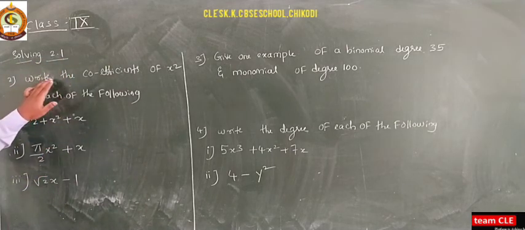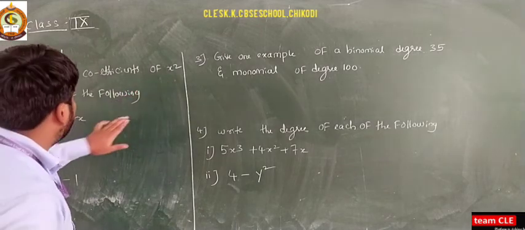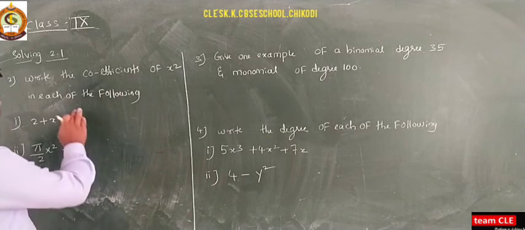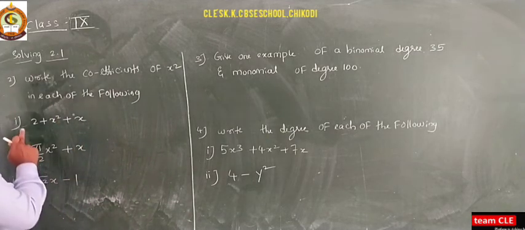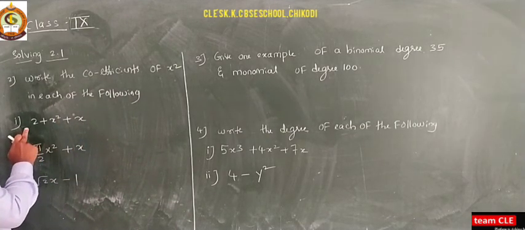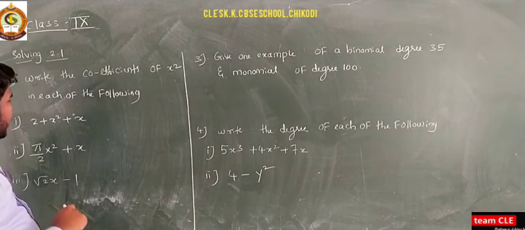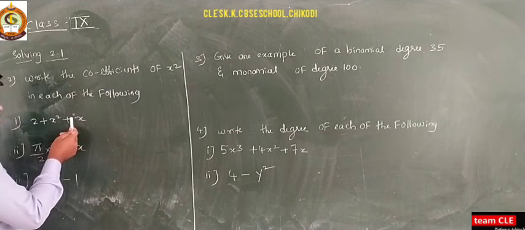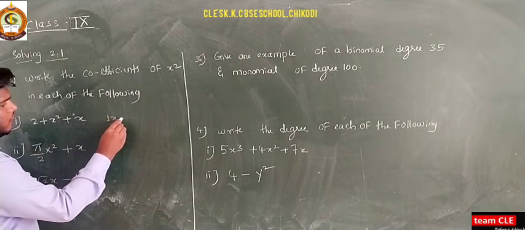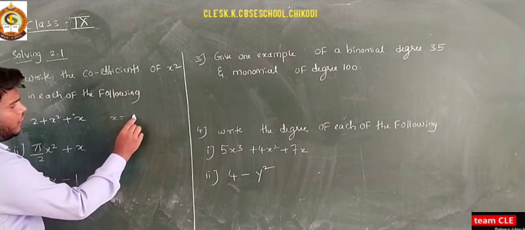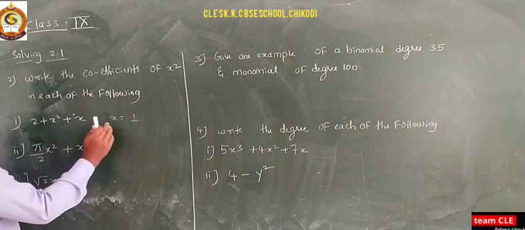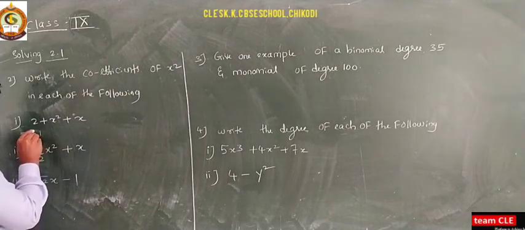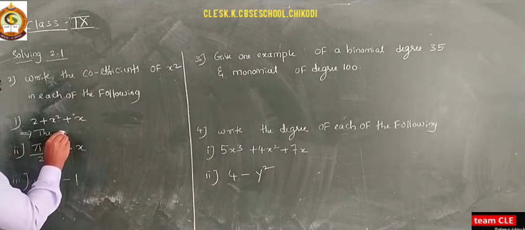The second question says, write the coefficients of x square in each of the following. Coefficient means it is multiplied with the variable. See here, the coefficient of x is 1, so 1 into x. What is the coefficient of x? You have to write it as 1. They are asking the coefficient of x square.